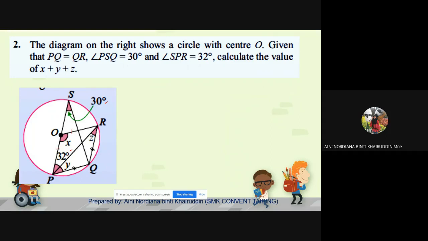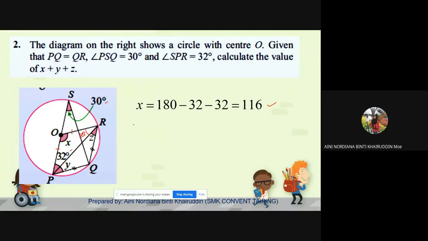Okay, OP and OR are the radius. So the angle here is 35. Sorry, 32. Same as this angle. So you can calculate the value of x. 180 minus 32 minus 32.